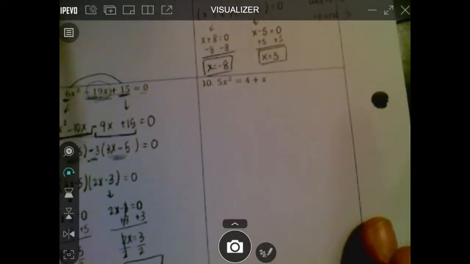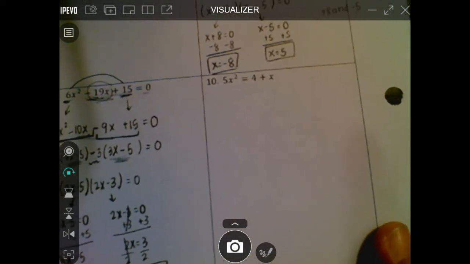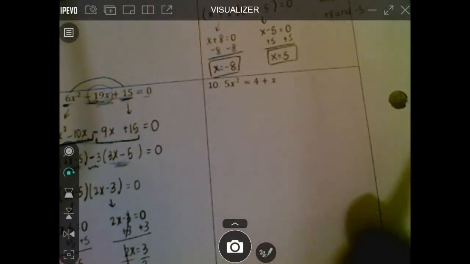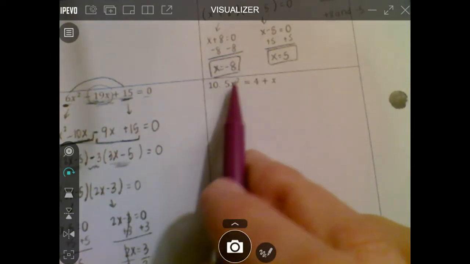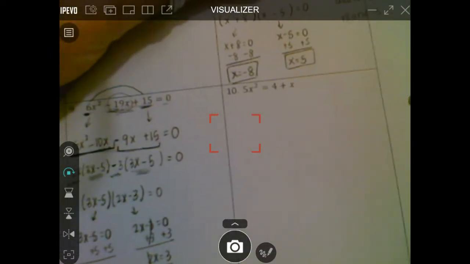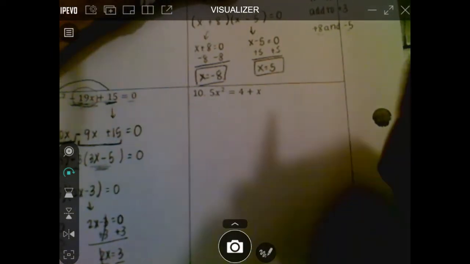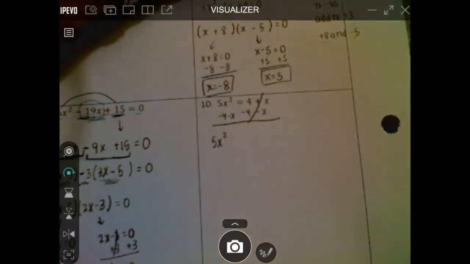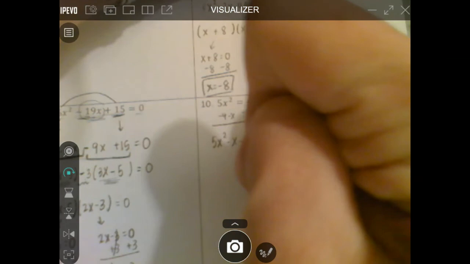All right, so let's look at one more example like that one. The first thing I'm noticing about this one, though, is that I have terms on both sides. So what I'm going to do is leave the 5x squared where it is because it's a positive value. And I'm going to bring these two terms over to the other side by subtraction. So I'm going to subtract a 4, and I'm going to subtract an x. And I'm going to rearrange this so that it's in standard form. So I'll write the 5x squared, then I'll write the minus x, then I'll write the minus 4.